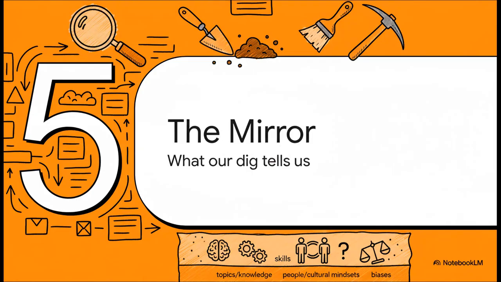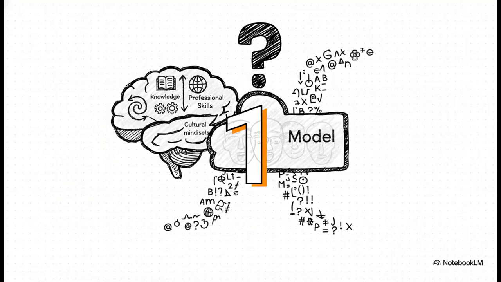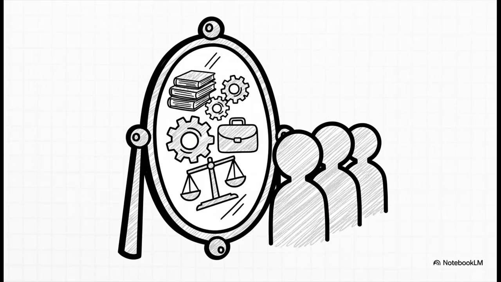All right, so we've finished our dig. We've gone from the topics, to the people, to the skills, and all the way down to the biases. What does this all mean for us and for the future of this technology? Well, it really all boils down to one central, really powerful, and maybe slightly uncomfortable conclusion about what these models actually are. Here's the big takeaway. A large language model is not some alien intelligence that just appeared out of nowhere. It's a mirror. It's a statistical reflection of us, our knowledge, our skills, our professional habits, and our biases, all bundled together and amplified, warts and all.